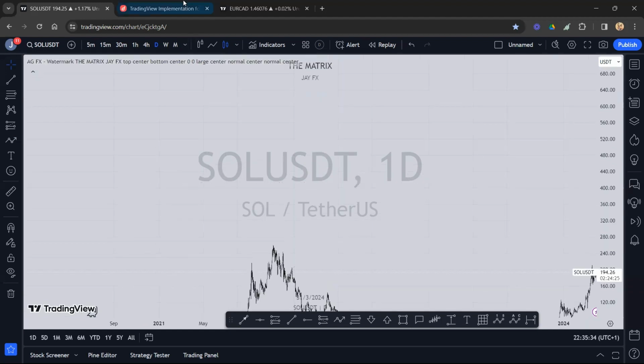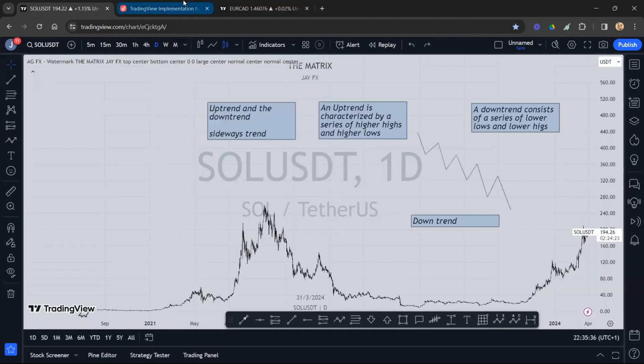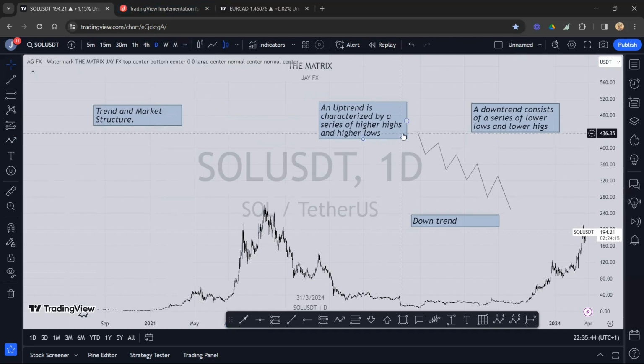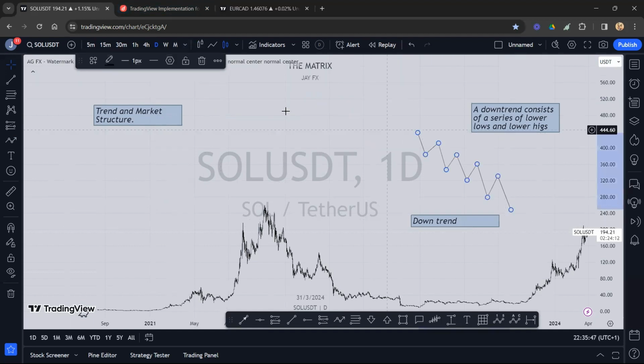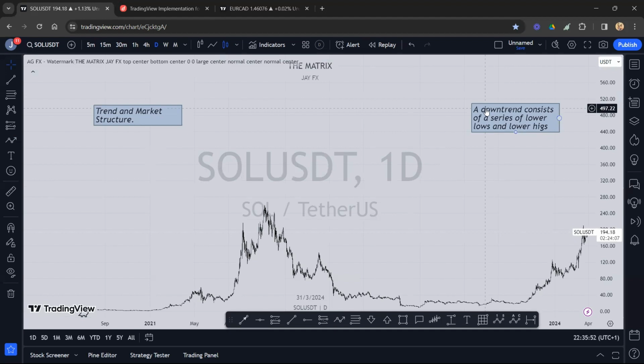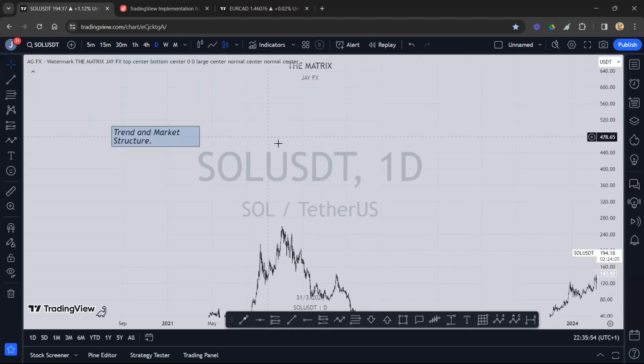All right, so let's do that. Structure. Let's delete that. Okay, so now we have two types of market structure. Now that you've been able to understand trend, the market is going up, it's an uptrend, the market is coming down, the downtrend. Either you go long, uptrend, you buy, or you go short, downtrend, you sell.